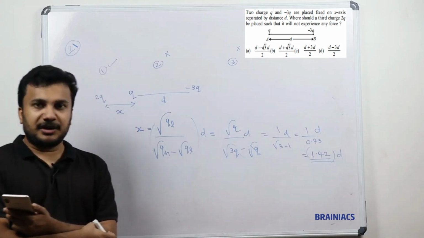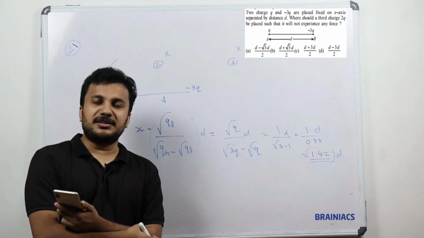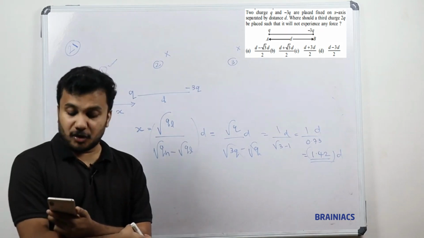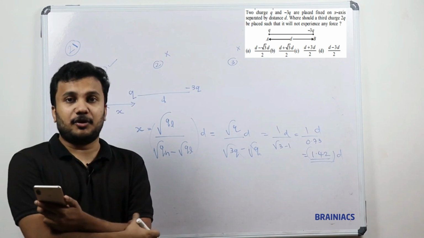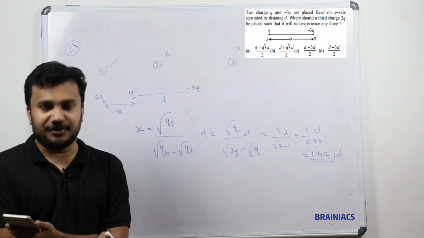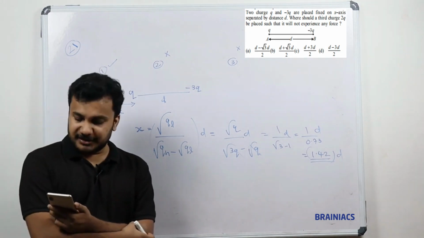If you take D outside, 1 minus root 3 will come. 1 minus root 3 means 0.73. 0.73 divided by 2, how much will come? It's about 0.35 approximately. So option A is not the right answer.